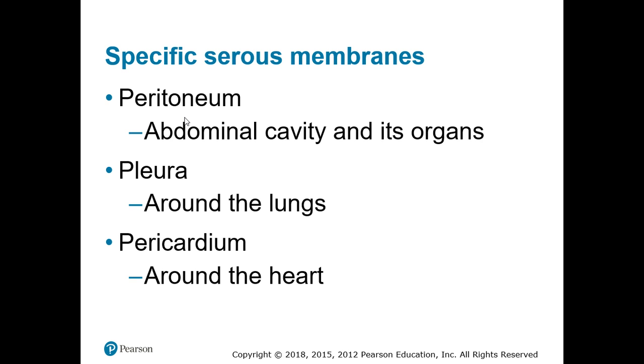Now, there are specific serous membranes. There's the peritoneum. This is going to be serous membranes that cover the abdominal cavity and the organs within your abdominal cavity, such as your stomach, your small intestine, your liver, etc. You have your pleura, which is going to be around your lungs, and your pericardium, which we're going to definitely talk about when we get to the cardiovascular. This is going to be around your heart, hence the word card. So think of cardiac, cardium.